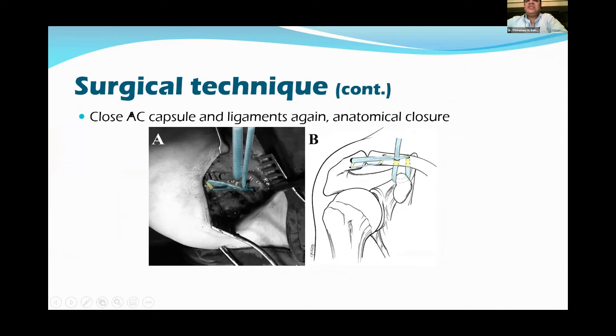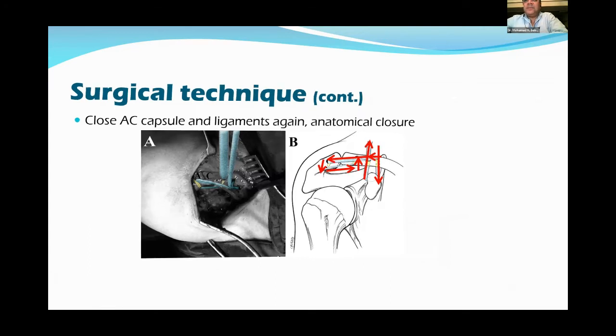Then after that, we close the acromioclavicular capsule, which we just opened, over the tape with anatomical closure. Here is a representation. This is the first passage, the conoid, then around the base of the coracoid, then trapezoid. We tie them together. We pass superiorly to the acromion, anterior to the acromion, then in front of the acromioclavicular joint, then back and tie them with the other limb of the same tape. We only use one tape.